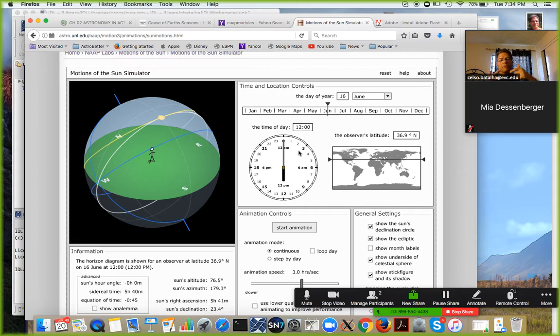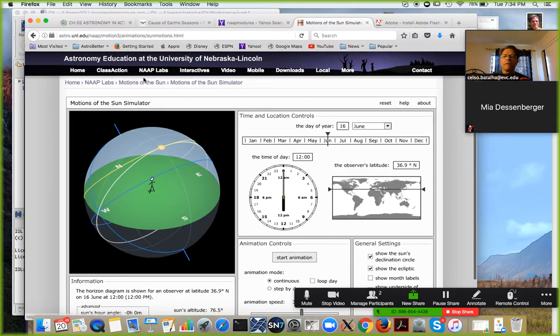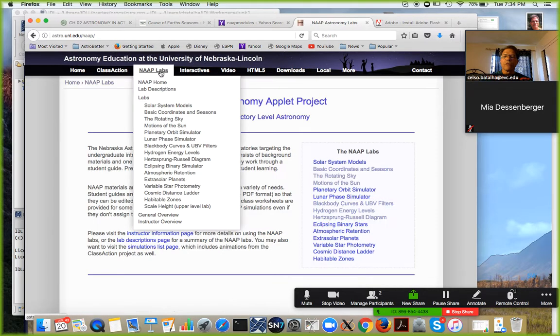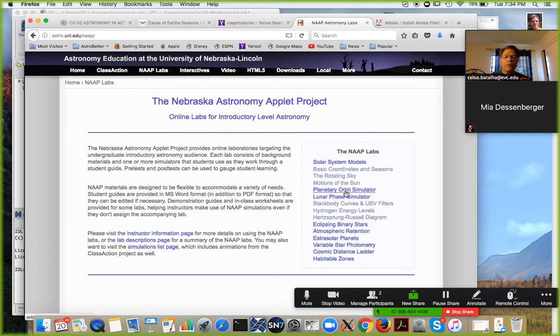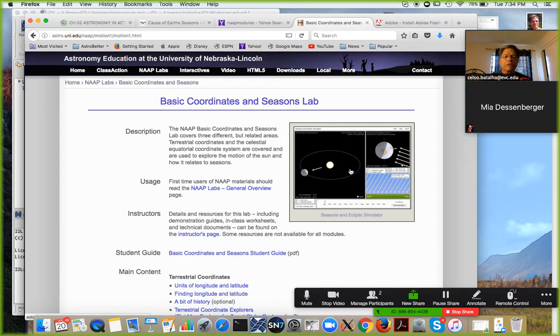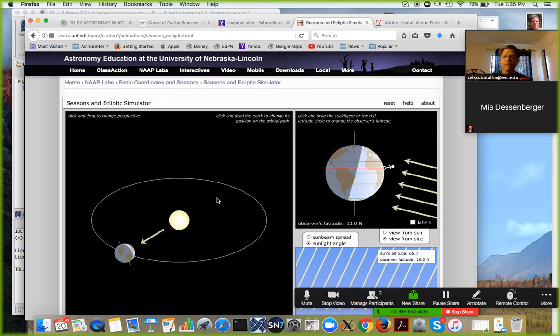And this is caused because the Earth revolves around the sun. So let me see if I have an animation that shows Earth revolving around the sun and giving rise to this. I don't think I do. Basic coordinate system. This could be a good one. Let me see. There you go.